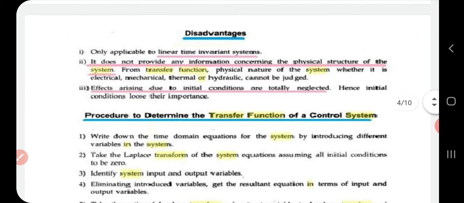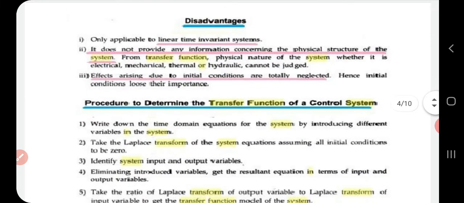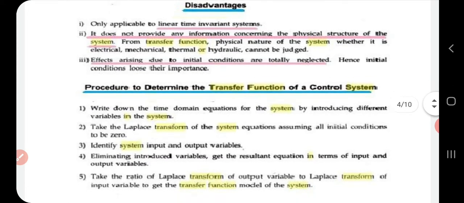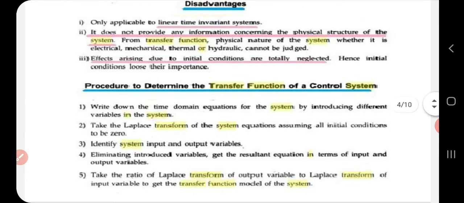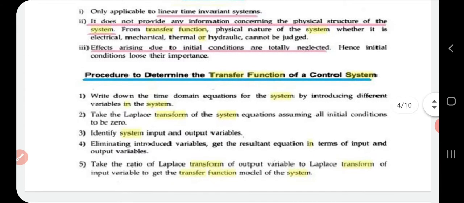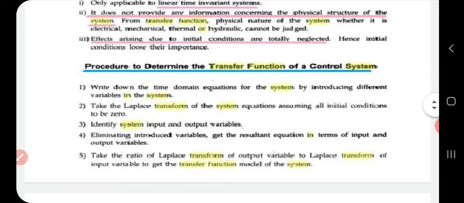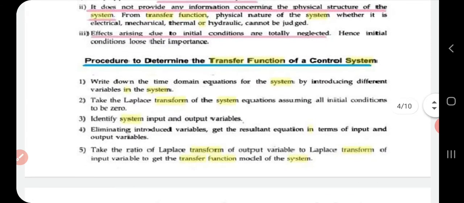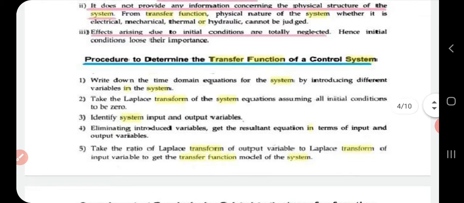Now some disadvantages: it is only applicable to linear time invariant systems, that is LTI systems. It will not give us any information regarding the physical structure of the system. From the transfer function, the physical nature of the system, whether it is electrical, mechanical, thermal or hydraulic, cannot be judged. So the physical structure and physical nature of the system cannot be judged from the transfer function or system function. Next, effects due to initial conditions are totally neglected. So initial conditions will not have any importance while you are analyzing the transfer function of a system.